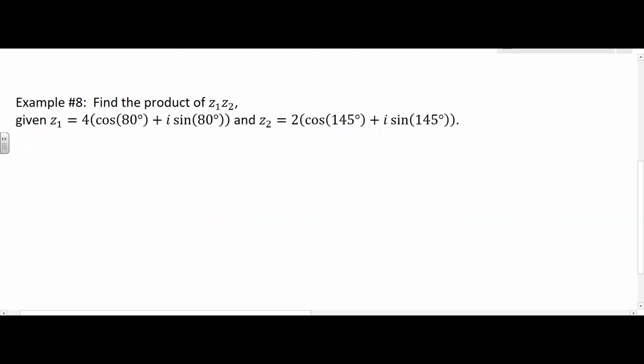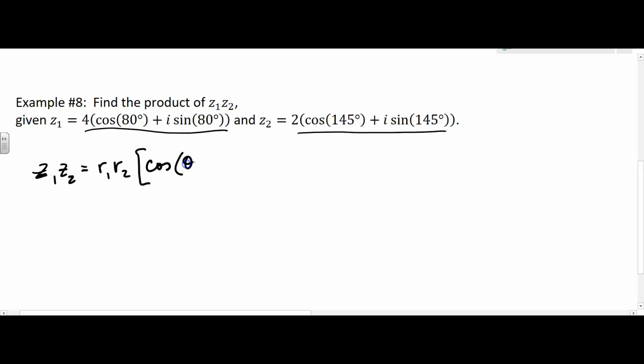So here we have an example. Find the product z sub 1, z sub 2, and they tell us z sub 1 and z sub 2. So we're going to say z sub 1, z sub 2, and I can write this out. r sub 1, r sub 2. Maybe I want to use a bracket. Cosine, and then it's going to be theta sub 1 plus theta sub 2, plus i sine theta sub 1 plus theta sub 2. And then we just have to plug things in.